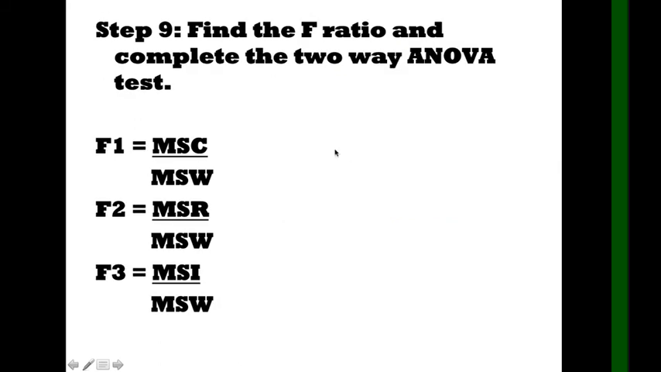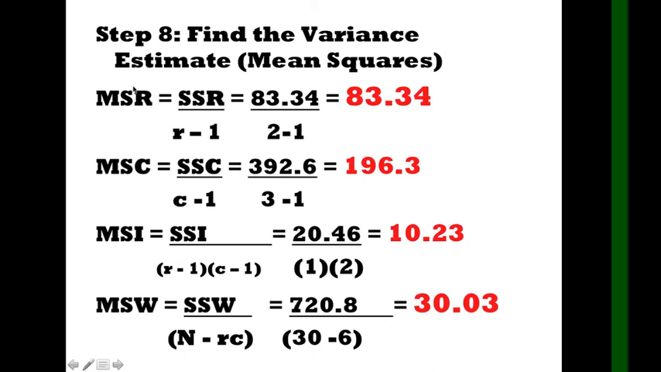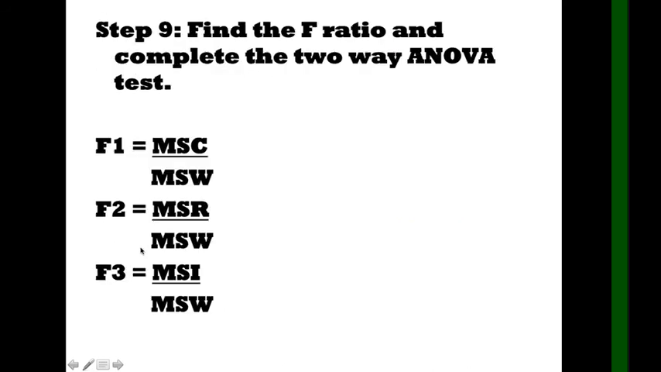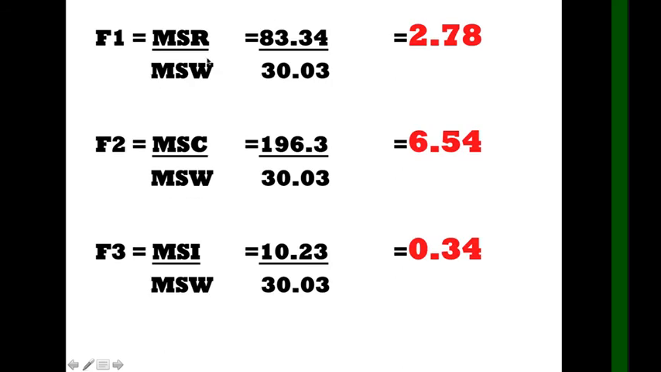For the F ratios, this is the final step. Find the F ratio and complete the two-way ANOVA test. So we have computed here the MSR, MSC, MSI, and MSW. For the F1, we have MSR divided by MSW. For the F2, MSC divided by MSW, and for the F3, MSI divided by MSW. So for the F1, that is 83.34 for the computed MSR divided by MSW, which is 30.03. And you will get 2.78.